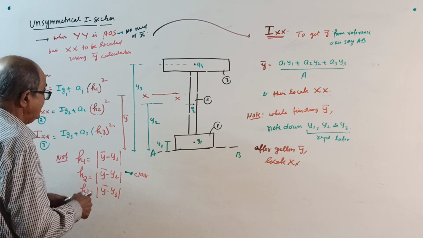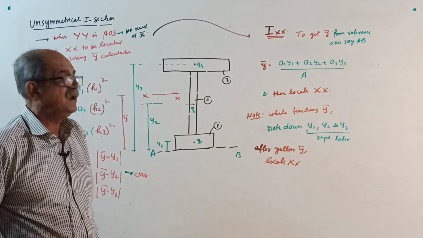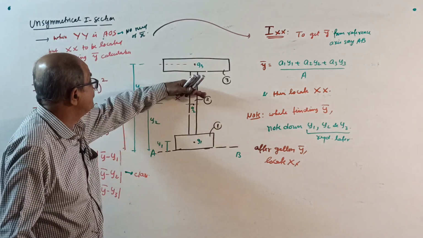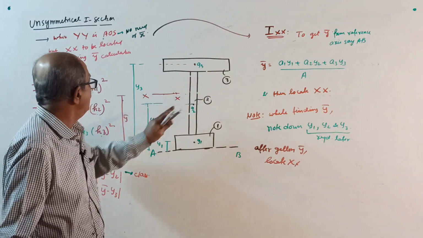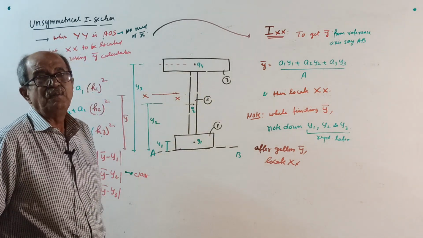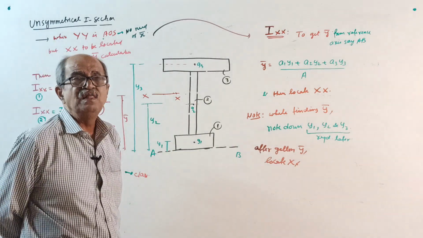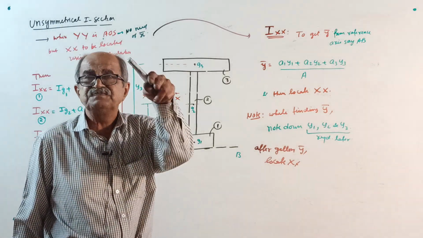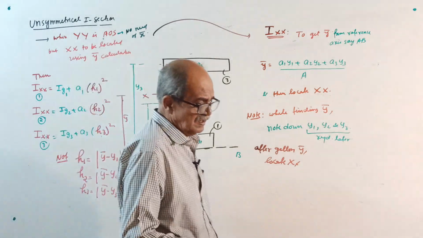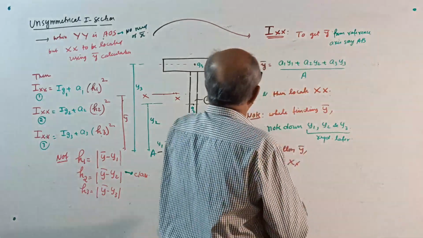Actually, as per this sketch, h1 is correct, y bar minus y1. h2 is correct if the axis comes here, y bar minus y2. But h3 from here to here is y3 minus y bar. But you are squaring it, therefore no problem. So for all the three, your h square will be y bar minus respective y. So remember, that's all. Furthermore, I won't tell because it's a crude method, a shortcut method.